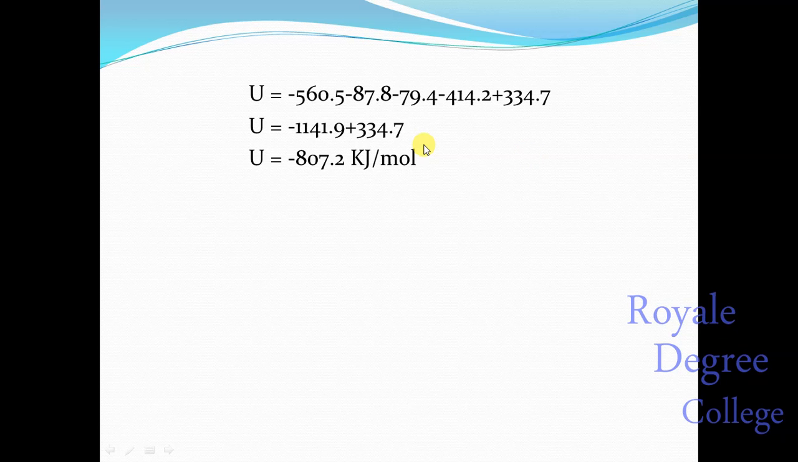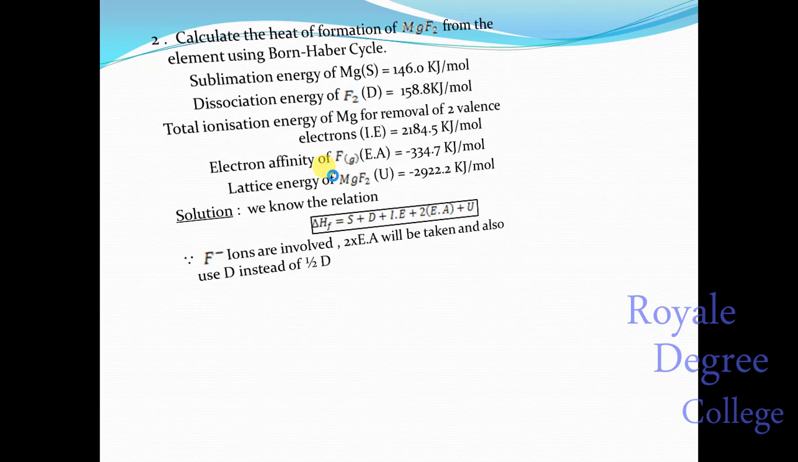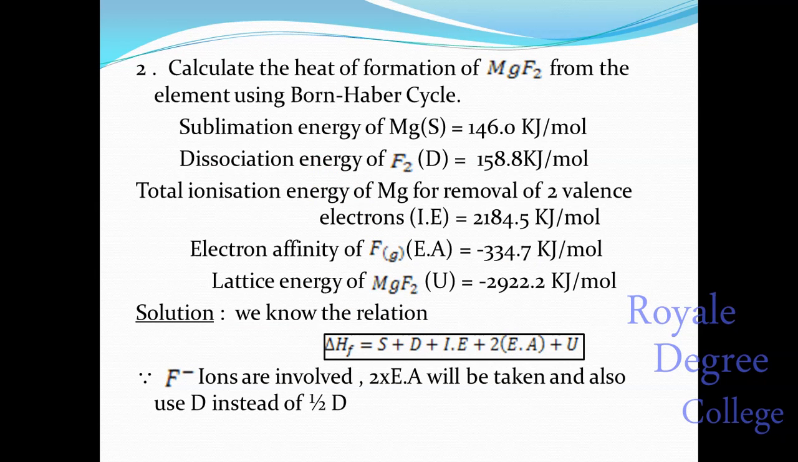Now we are adding these values, minus 560.5, minus 87.8, and minus 79.4, and we are keeping minus 1141.9, then plus this one, 334.7. Now we are subtracting, so you will get the U value, lattice energy value, as minus 807.2 kilojoules per mole. Now we'll see the second problem.